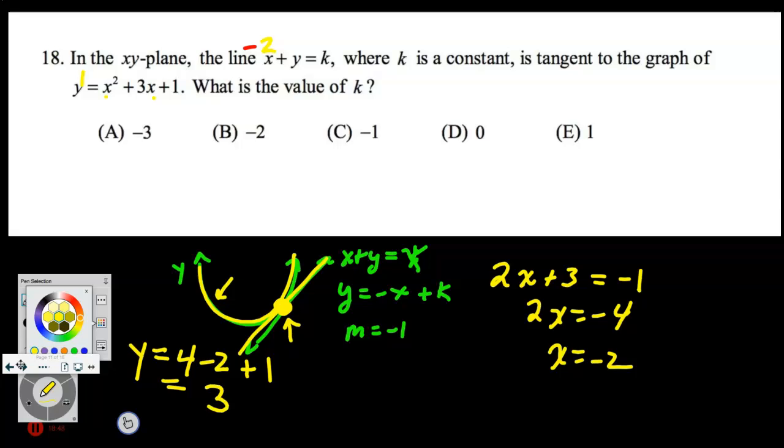So when I'm done, I have -2 plus y equals k. That gives me a k of 1. I like that problem a lot. You have to really understand what a derivative is. It's the slope of a tangent line. And that point of tangency is on both the function itself and the tangent line.